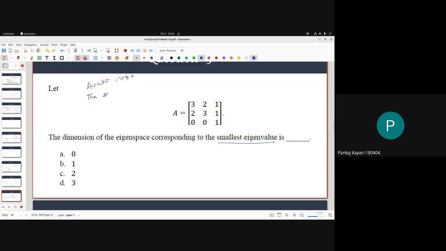We can write the subspace of the vector space generated by all the eigenvectors of lambda is called the eigenspace of lambda. Okay, so let's first find the eigenvalues and then we will find all the eigenvectors.